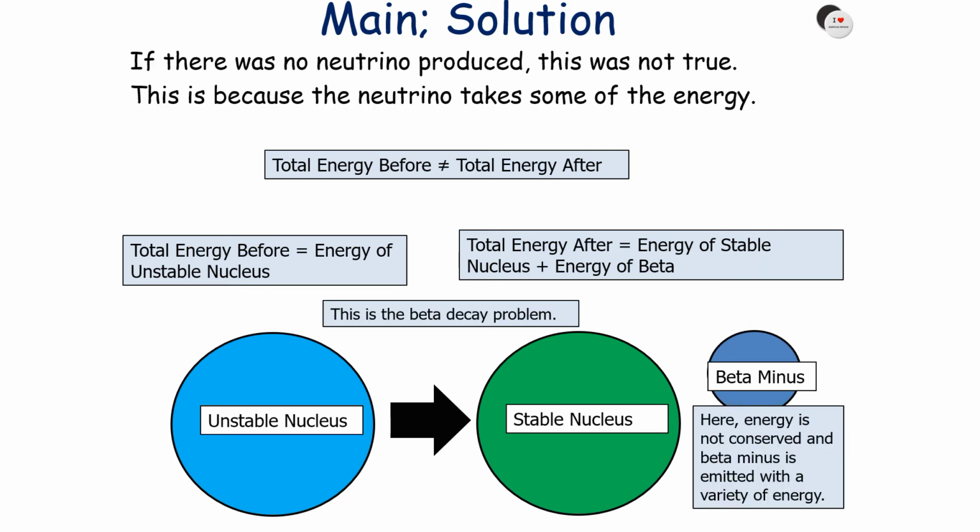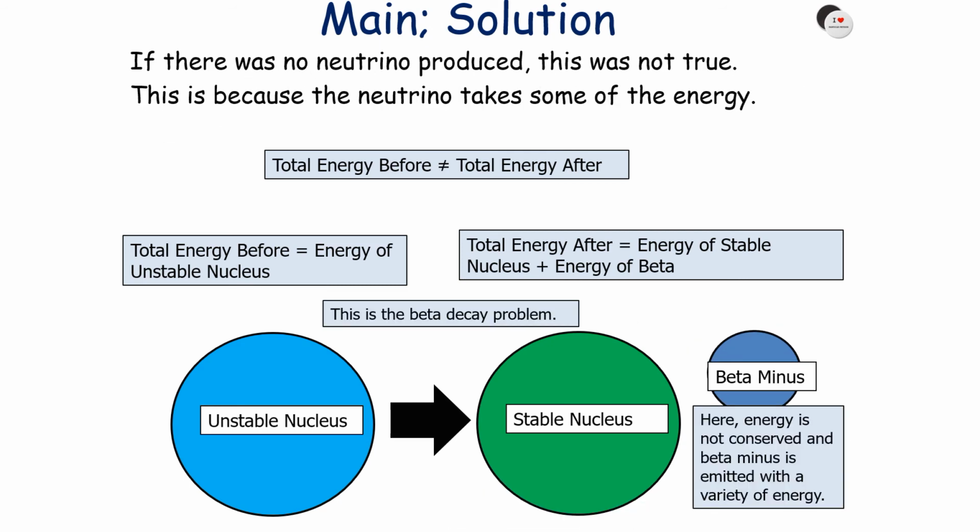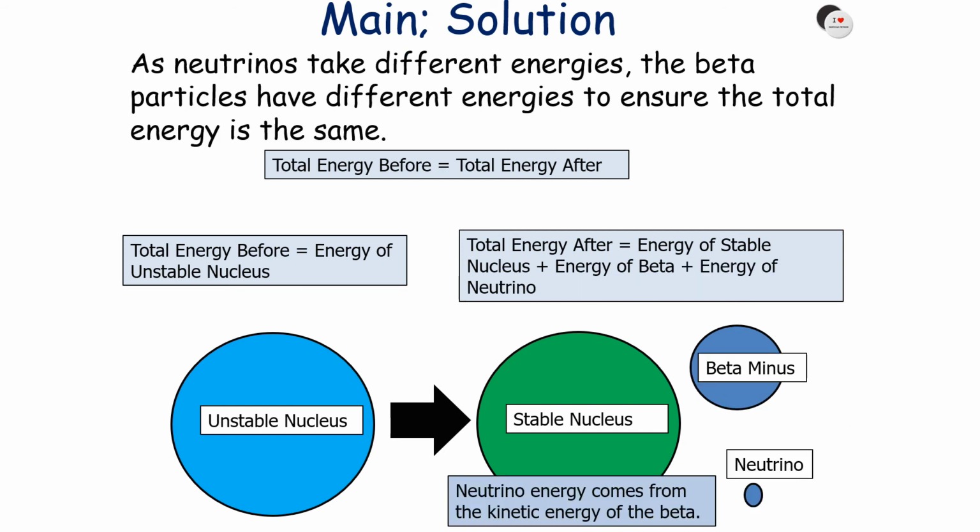So this solved the beta decay problem, because if there was no neutrino produced, then the energy was not conserved, because the neutrino takes some of the energy. So that is why it appears that the beta minus, the electron, is being emitted with a variety of energies, because the neutrino is taking away some of that energy.